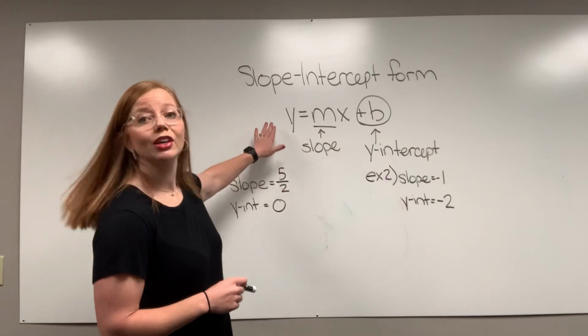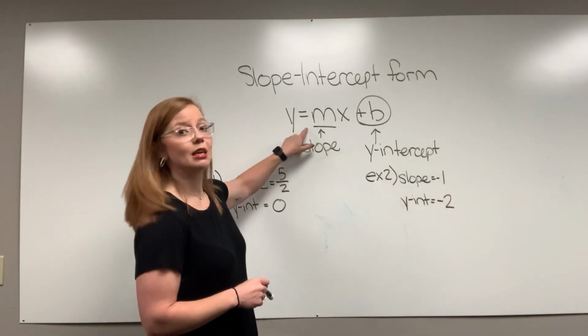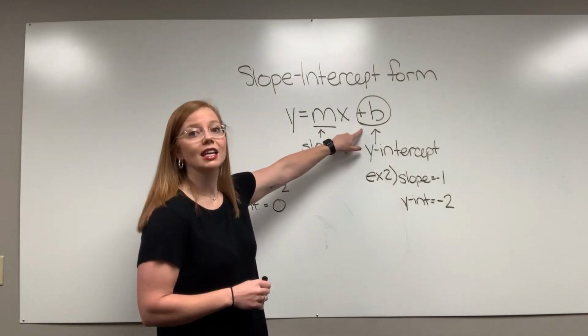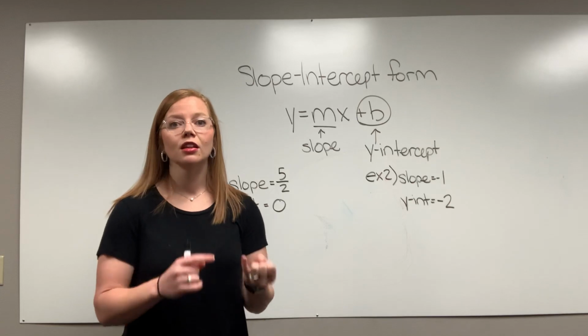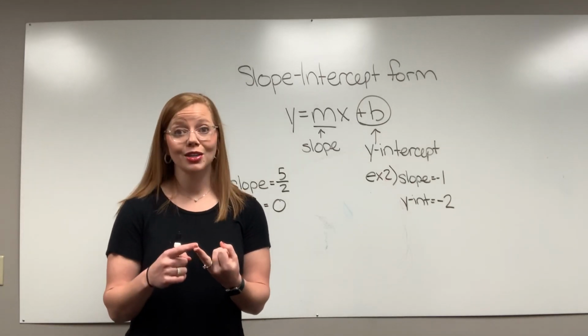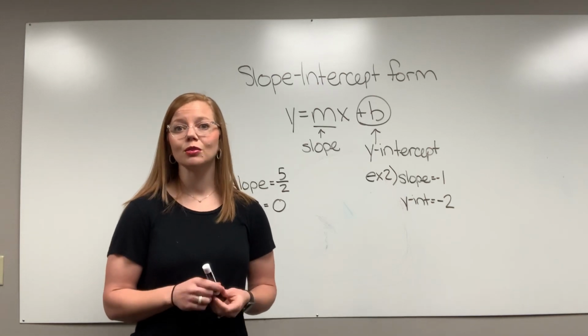Slope-intercept form is whenever you're given the equation in y equals mx plus b form, where m is our slope, b is our y-intercept. So in today's lesson, you're going to be given the slope and the y-intercept. All you have to do is plug it into the right spot and remember to keep your signs where they need to go.